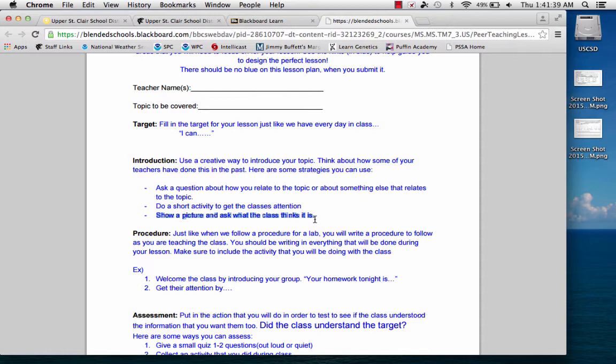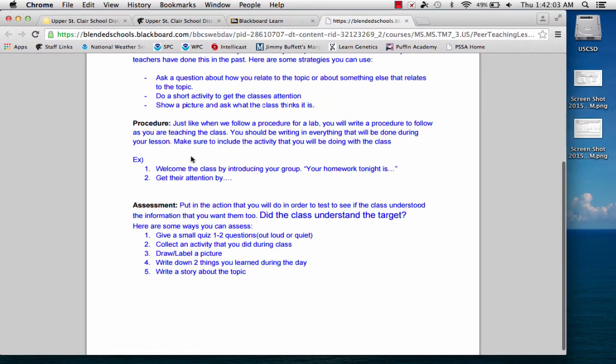Every once in a while I might put up a picture and say, okay, what does this remind you of? What does this make you think of? That's an introduction. That's a creative way of getting you to think about it. Maybe we do a quick little activity, something real quick that gets us thinking. Maybe we ask a question related to the topic.